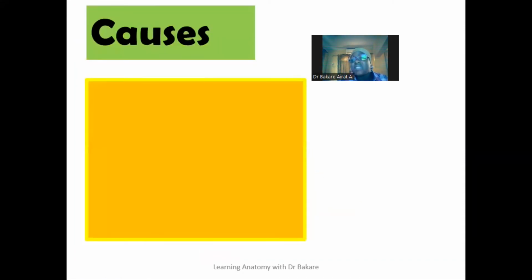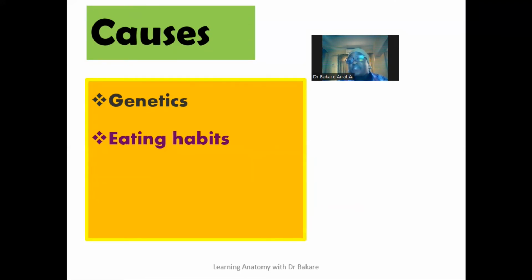Also looking at the causes of pot belly, genetics has been highlighted here. And this is to say that some are destined to have pot belly because it is in their genes. Then other causes could be eating habits, taking too many calories, like sugary drinks. So this excess sugar is converted to fat and is deposited in adipose tissue.